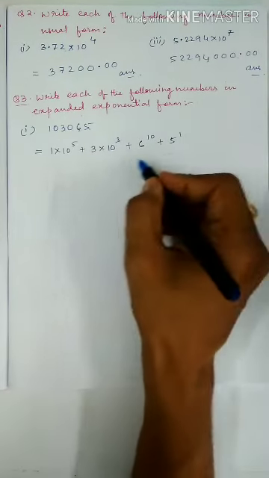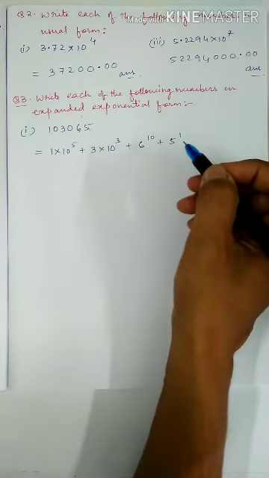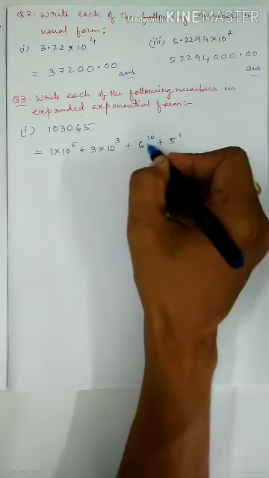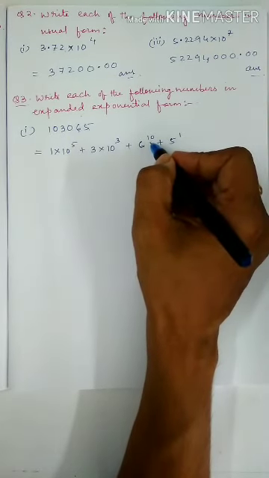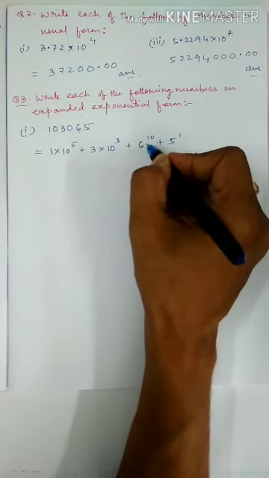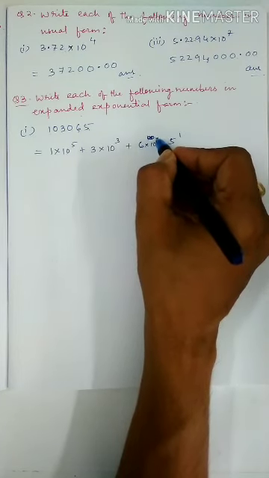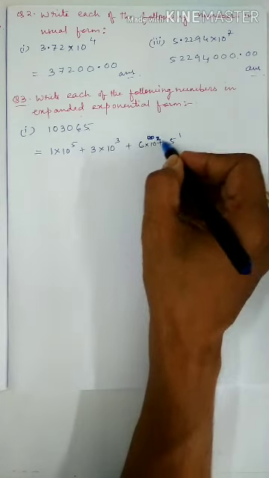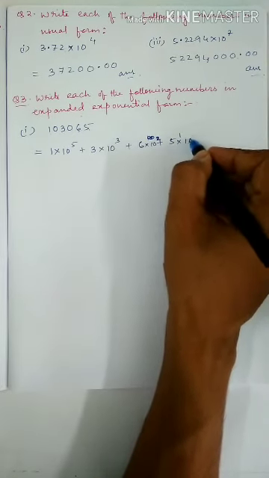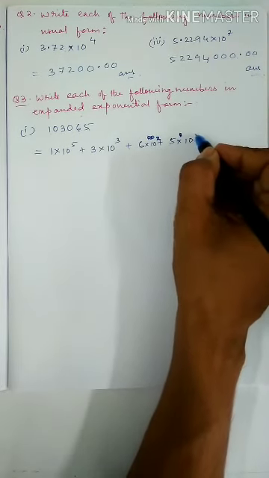One second, students. Sorry, it will be 6 into 10 to the power 2, because it is tens, hundreds places there. Then 5 into 10 to the power 0.